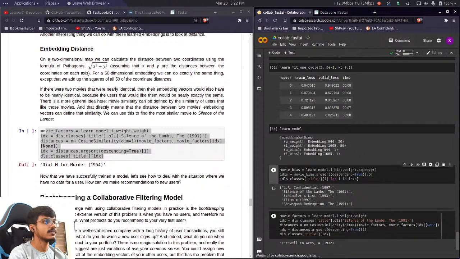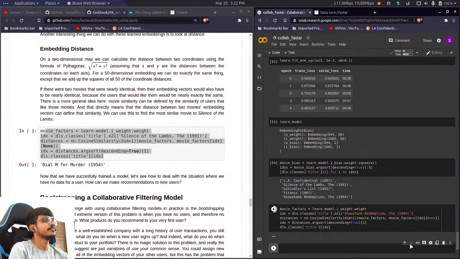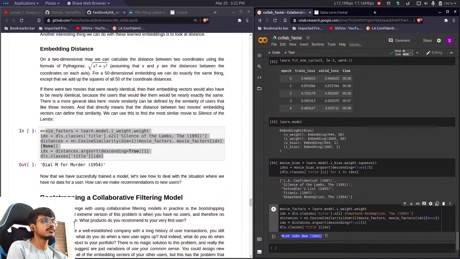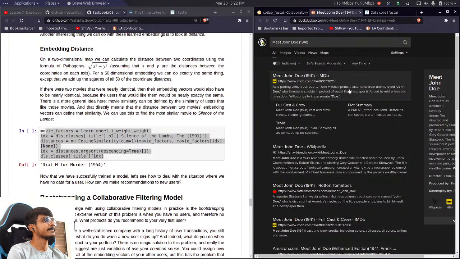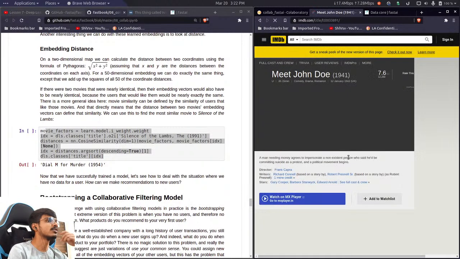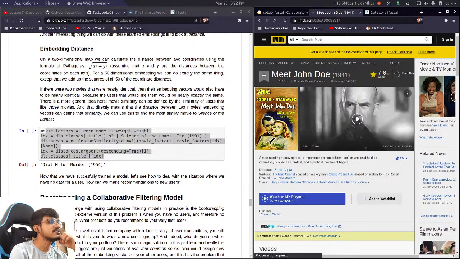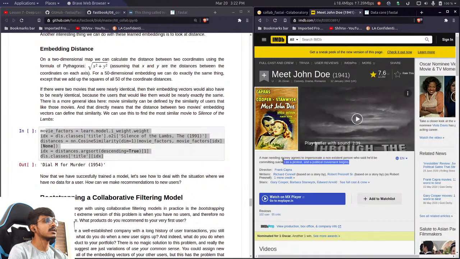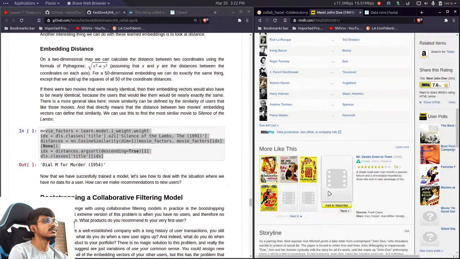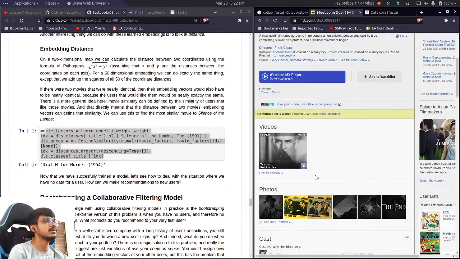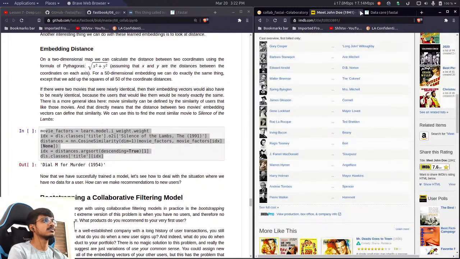And what if we try to find a similar movie like Shawshank Redemption? This is definitely my favorite movie. Meet John Doe. Oh, cool. Search. What's the plot? A man needing money agrees to impersonate a non-existing person who said he would be committing suicide, as it proceeds it's a political movement. Okay, this is shown as the similar movie. I don't know why, but it is so.